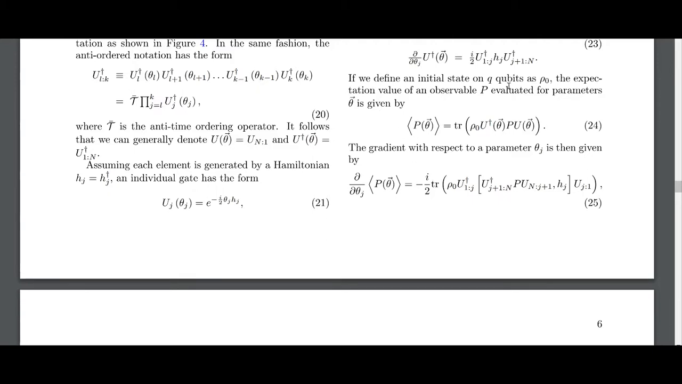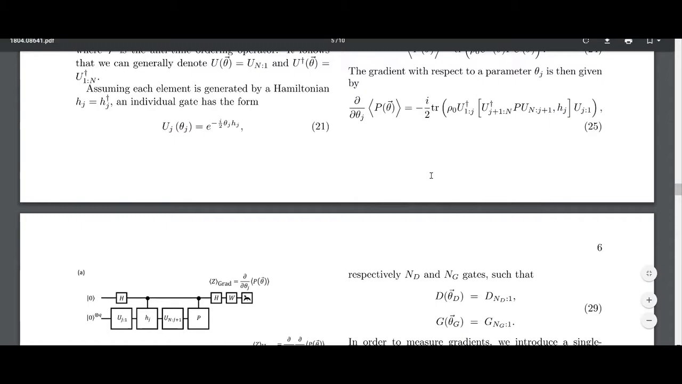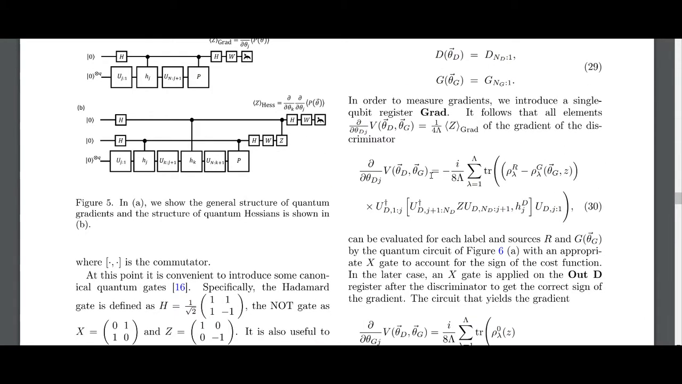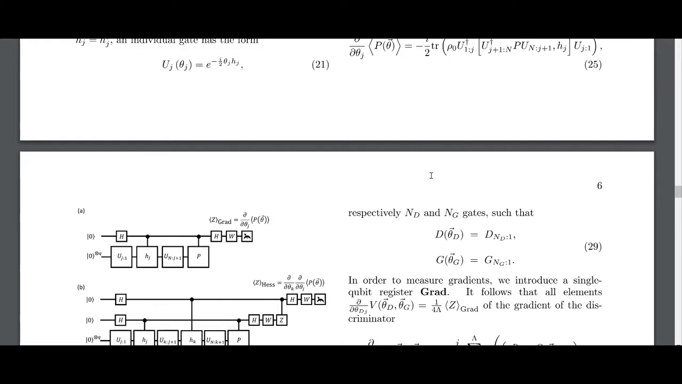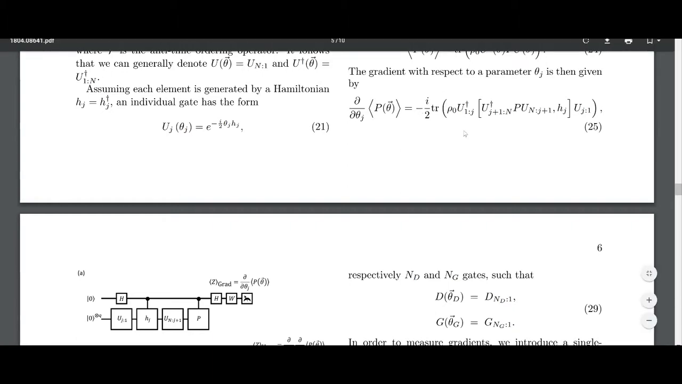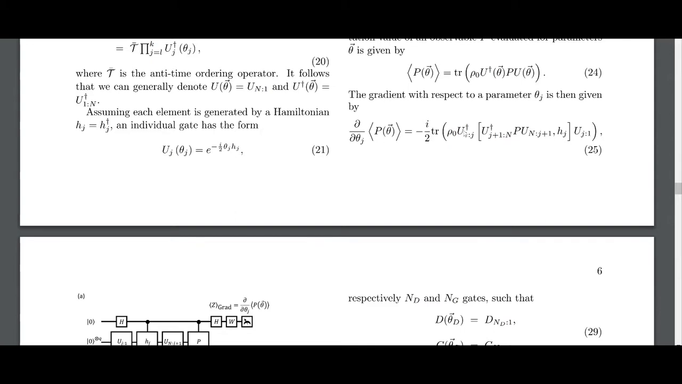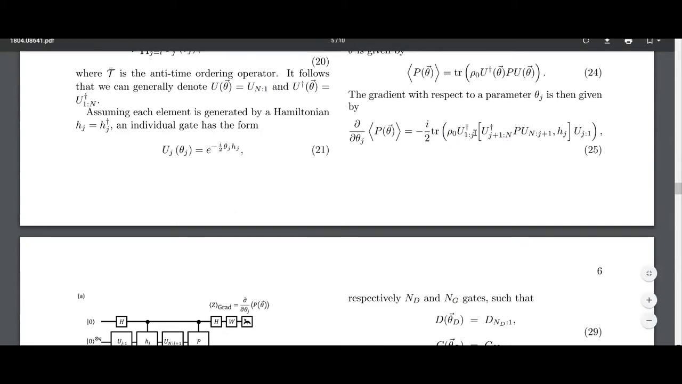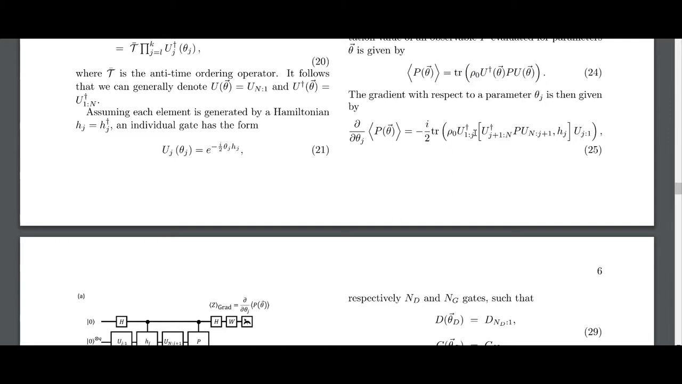So we define initial state on q qubits. The gradient with respect to the parameter theta is then given by this. So they mathematically come up with, okay, what's the expression of a derivative? Because that's what the gradient is, really, just the derivative. Sadly, this is one of those things where the math really gets in the way, right?